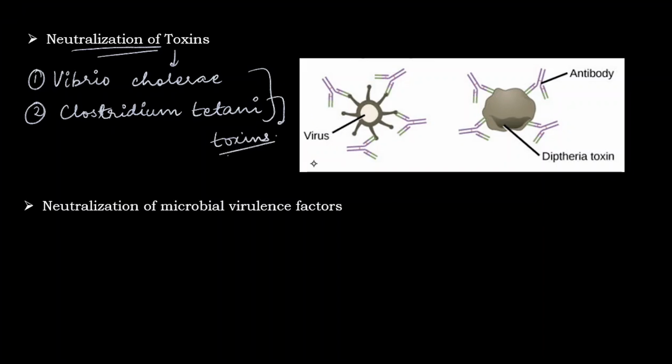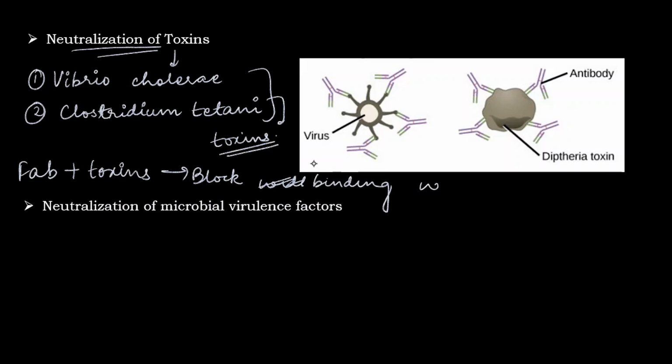And how are these toxins neutralized? They are neutralized by the Fab domain of the antibody, which interacts with these toxins and blocks the binding with the host cell receptor, and further prevents the infection.